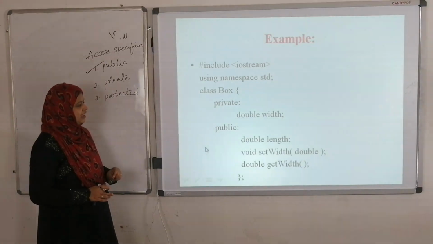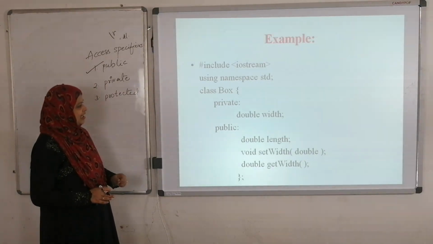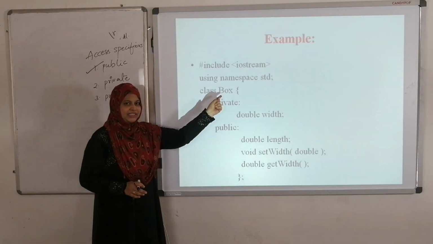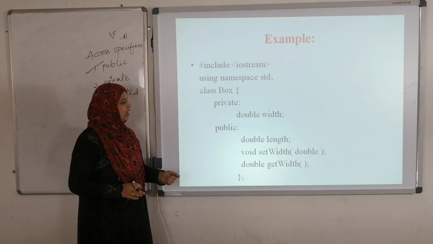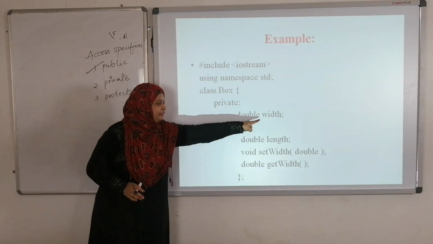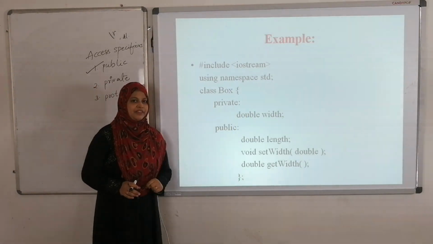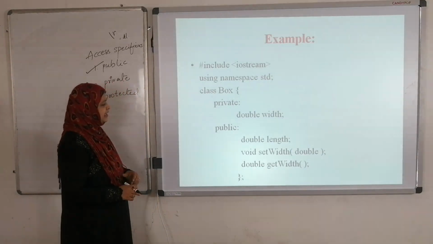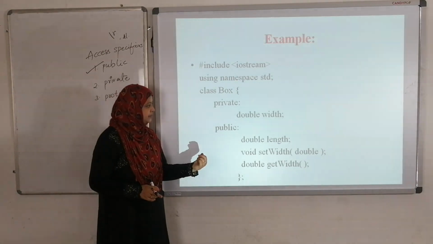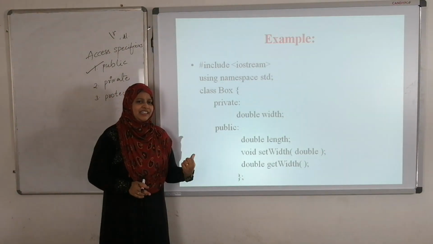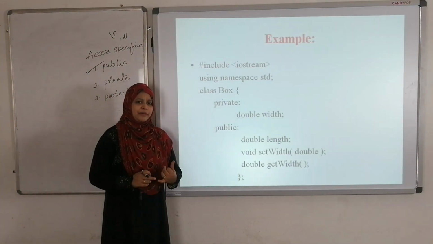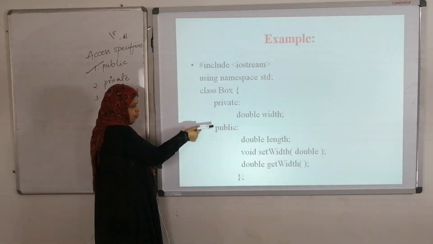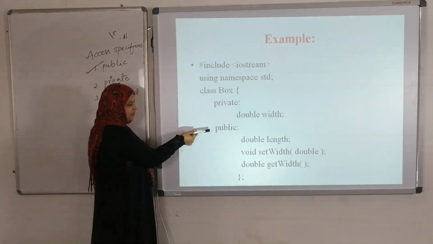Next, see the example. In this example, I am declaring one class, that is Box. In that Box class, I am defining width as a private data member. In a single class, we can declare variables as public, private and protected. Here in this example, I am going to use two access specifiers: one is private, the second one is public.